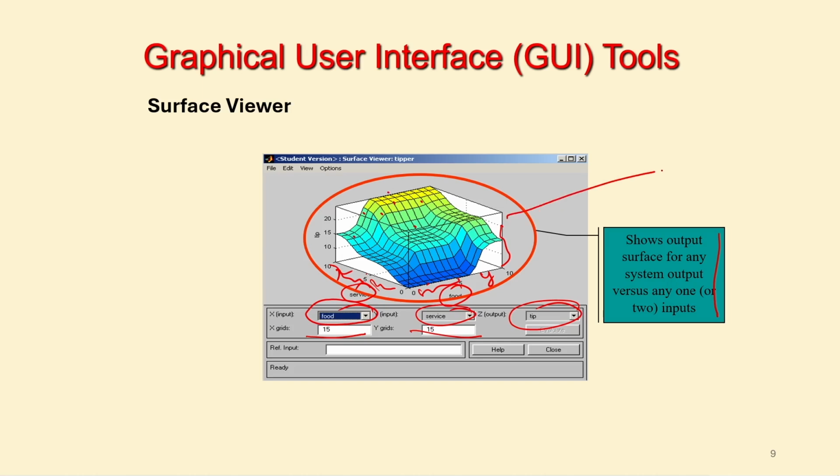So here our problem can be converted into a search and optimization problem, and based on the search and optimization problem we can define other algorithms like genetic algorithms or particle swarm optimization to propose the idea. So this is what the surface viewer is all about.